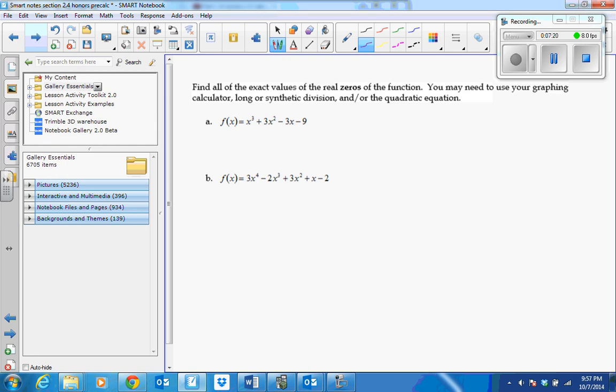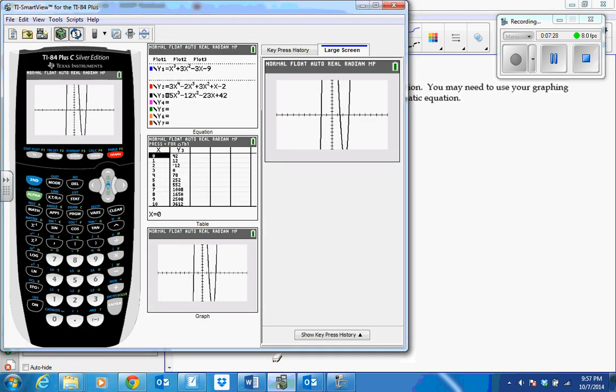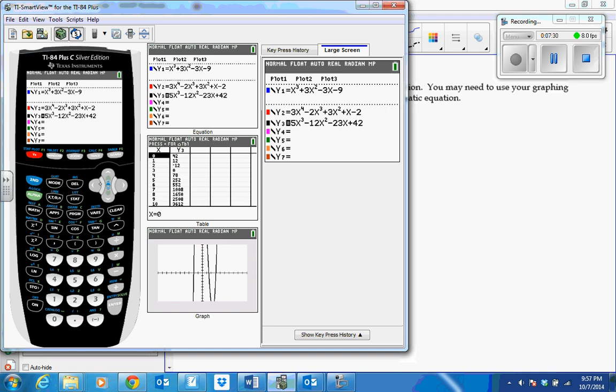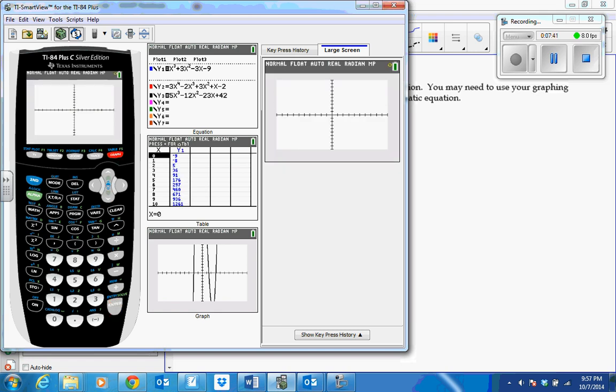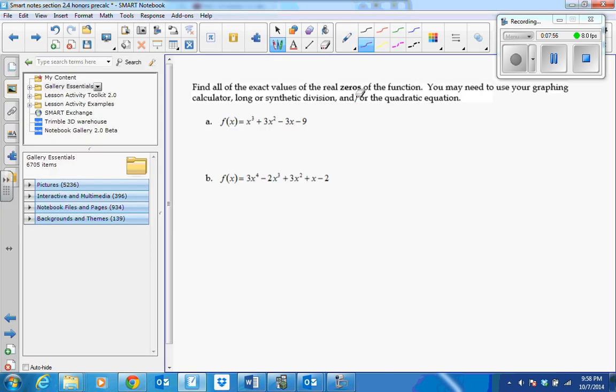Find all of the exact values of the real zeros of the function. You may need to use your graphing calculator. So for this first one, I already have it put into my graphing calculator. I just need to make sure I select the right one. So I want this one. And I'm going to deselect that one. So this one has a root at -3, and that doesn't look like it's exact, and that doesn't look like it's exact. So we're going to go ahead and try out -3.